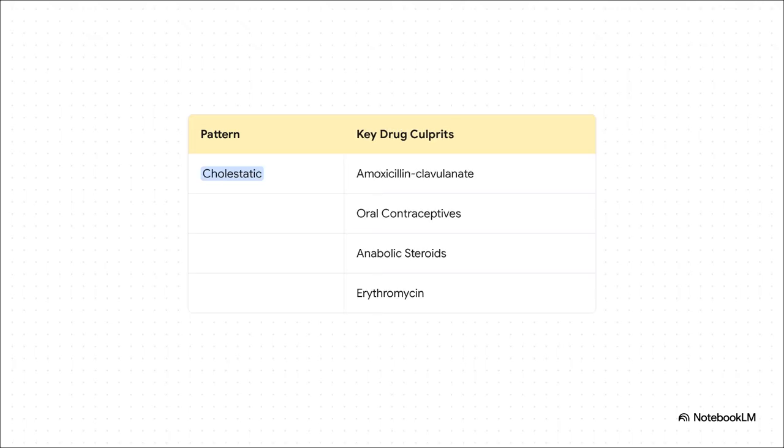Next up is the cholestatic pattern. Here, the problem isn't so much the liver cells themselves, but the flow of bile. So you'll see a big jump in alkaline phosphatase, or ALK-Phos, and bilirubin. And some of the drugs that cause this might surprise you. One of the most common antibiotics in the world, amoxicillin clavulanate, is a classic cause. So are things like oral contraceptives and certain steroids.